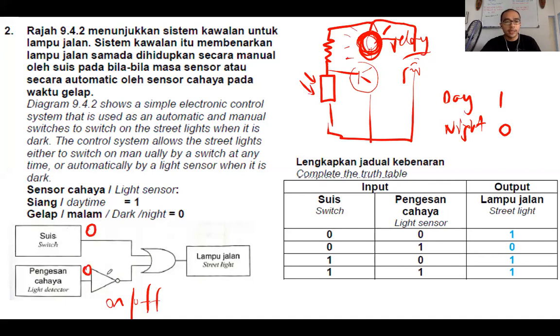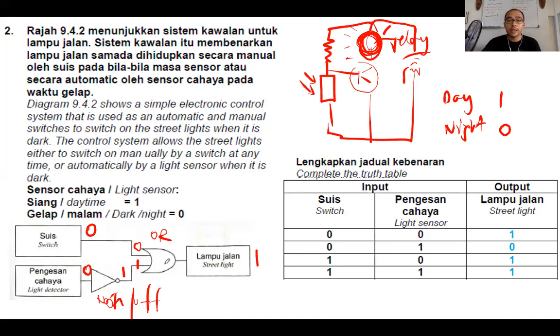Now what gate is this? This is the NOT gate, and this is once again the OR gate. So 0 comes over here, still 0. Once it passes through the NOT gate, it becomes 1. So 0 and 1, because it is OR, it will become 1. So the switch is off, but the light detector is at night, so it will automatically switch on. You don't have to turn on the switch.